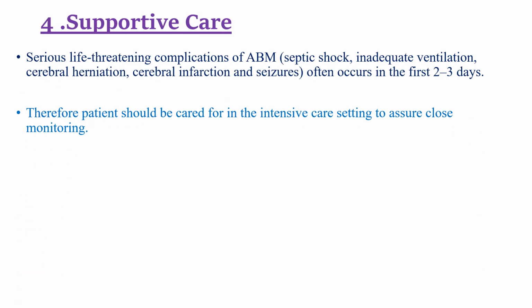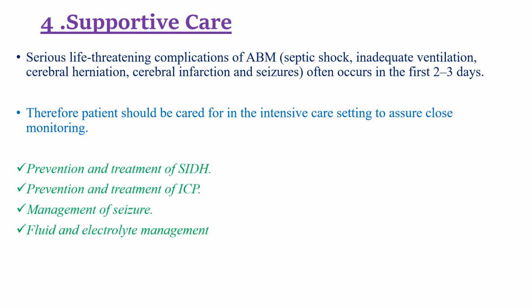The fourth one is supportive care. Serious life-threatening complications of acute bacterial meningitis often occur in the first 2 to 3 days. Therefore, patients should be cared for in an intensive care setting to assure close monitoring. Also, we should prevent and treat SIADH, prevent and treat raised ICP, manage seizures, and also manage fluid and electrolytes in a child with acute bacterial meningitis.